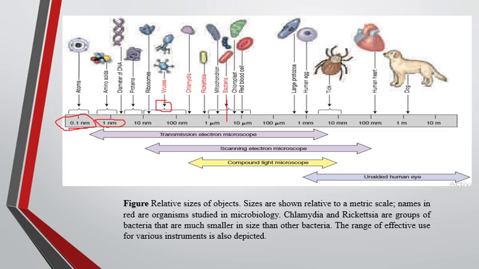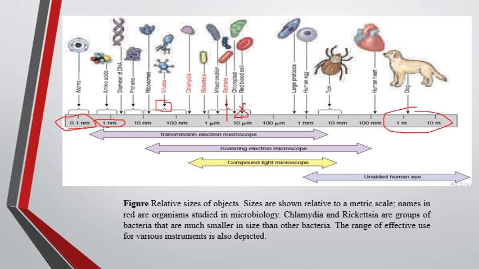Then we have blood cells that are near about 10 micrometer. Then we have larger organisms, and in the end we have a dog, which falls near about 1 meter to 10 meter here. So we have a number of ranges in which different organisms or different objects fall.